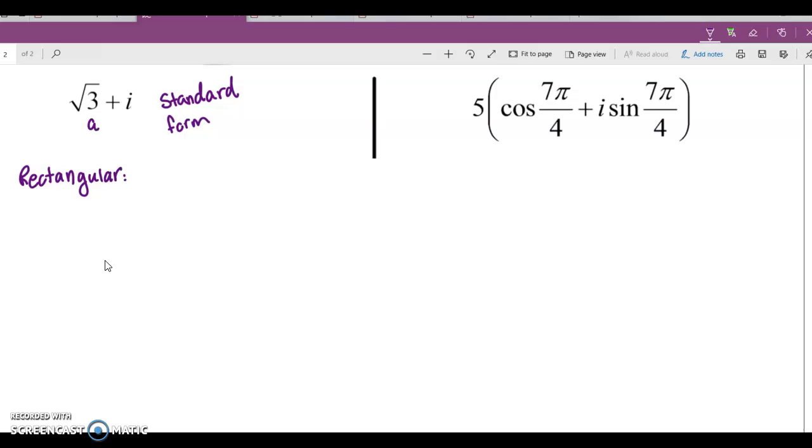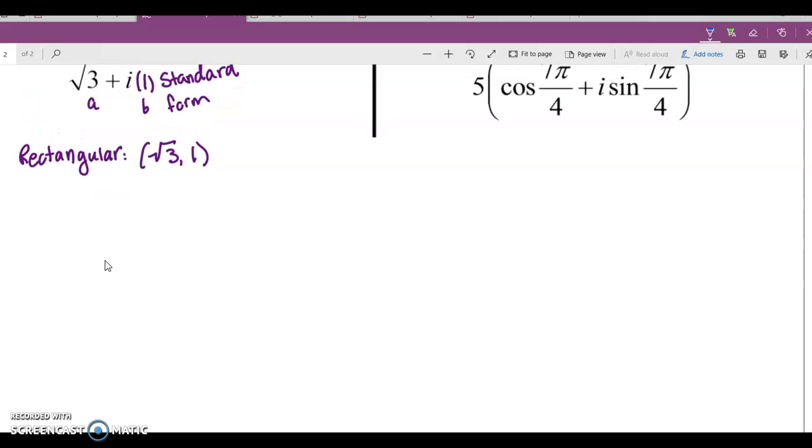We just have our A value here, and then our B value, which you can't actually see, is just 1. Okay, so remember your B value is the number that's multiplying i. It's not actually i, so your B value here is not i. Okay, so rectangular form is going to be root 3, comma, 1. Now, like we've had so much practice with before, we are going to convert rectangular to polar.